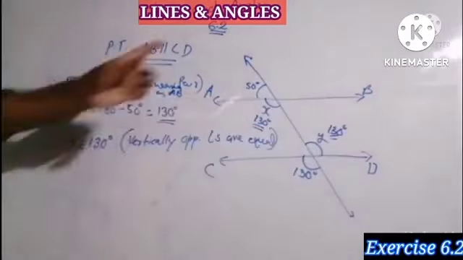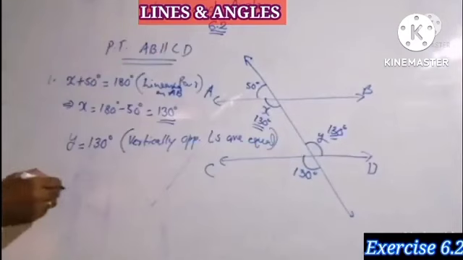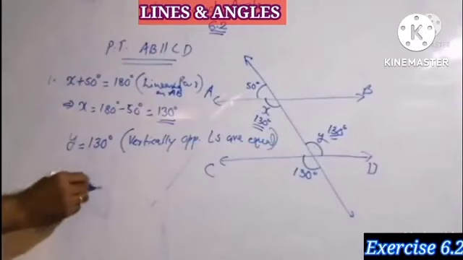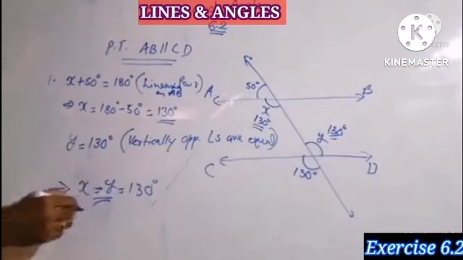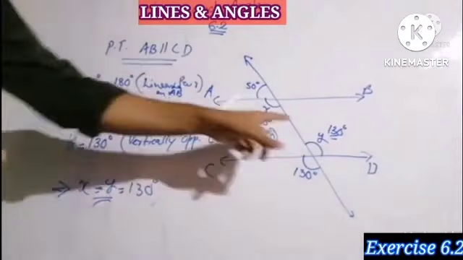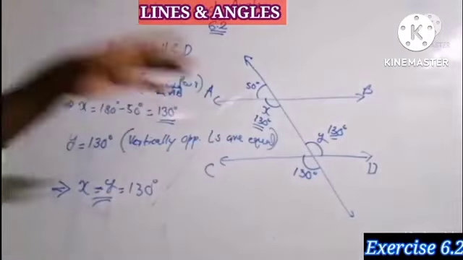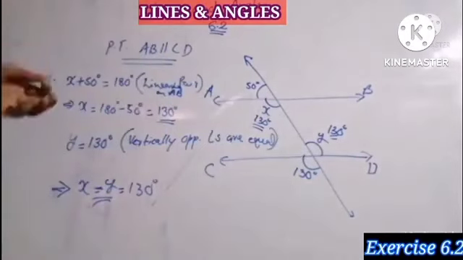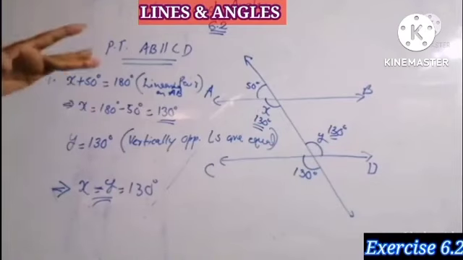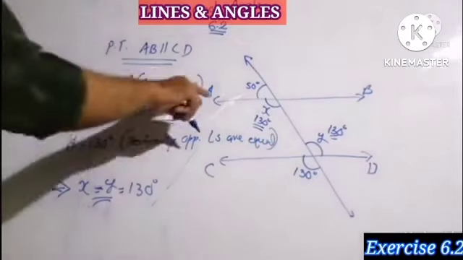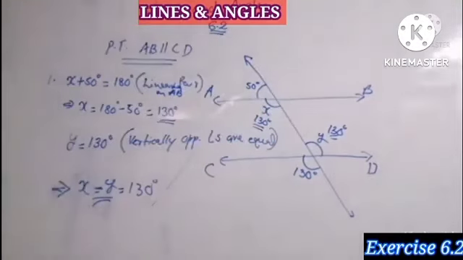Now compare x and y. So from above, x equals y equals 130 degrees. Now we have x and y are equal. What type of angles are x and y? x and y are alternate interior angles. So what will happen when alternate interior angles are equal? When alternate interior angles are equal, we can say that the lines are parallel. So that means here AB and CD are parallel.